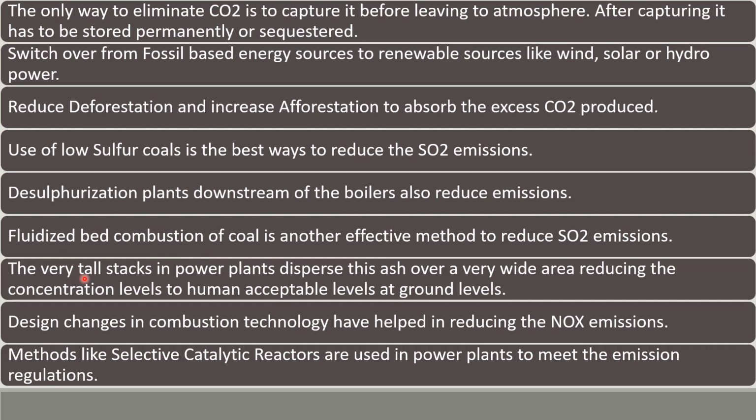Another thing is that we should have very tall stacks in power plants that disperse the ash over a very wide area, reducing the concentration levels to human acceptance levels. So this is for the ash. We should have very tall stacks. And for NOx emissions, we should have design changes in combustion technology, which will help in reducing NOx emission. Finally, we should have methods like selective catalytic reactors used in power plants to meet the emission regulations.